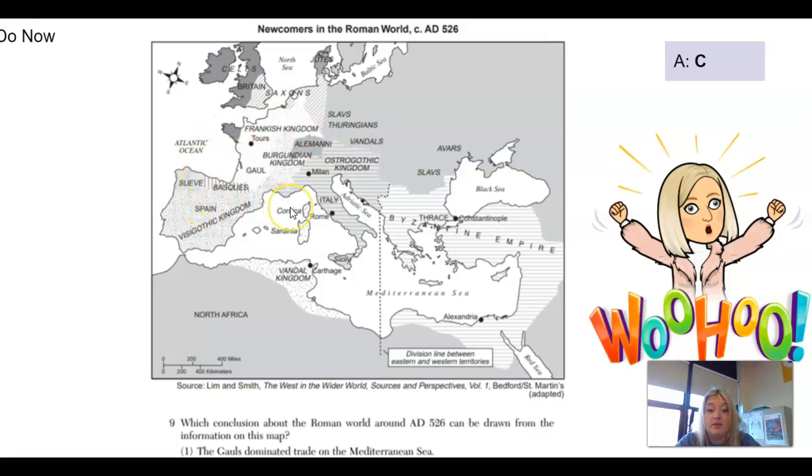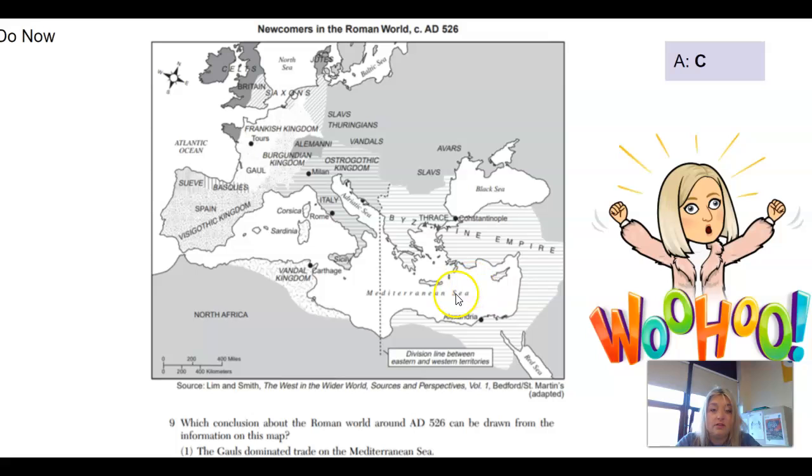Whereas I go to the East region where it says the Byzantine Empire, and it's just one group. There's not a ton of little kingdoms. There's not tons of little regions. See how these are all shaded differently because they belong to different people. This all belongs to the same group. So that means that number 3, the eastern region was unified under the Byzantine Empire, would be accurate.